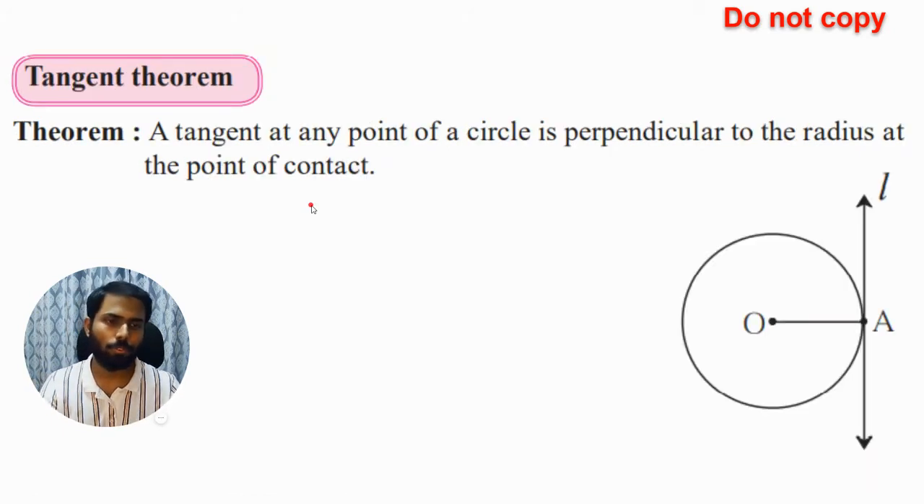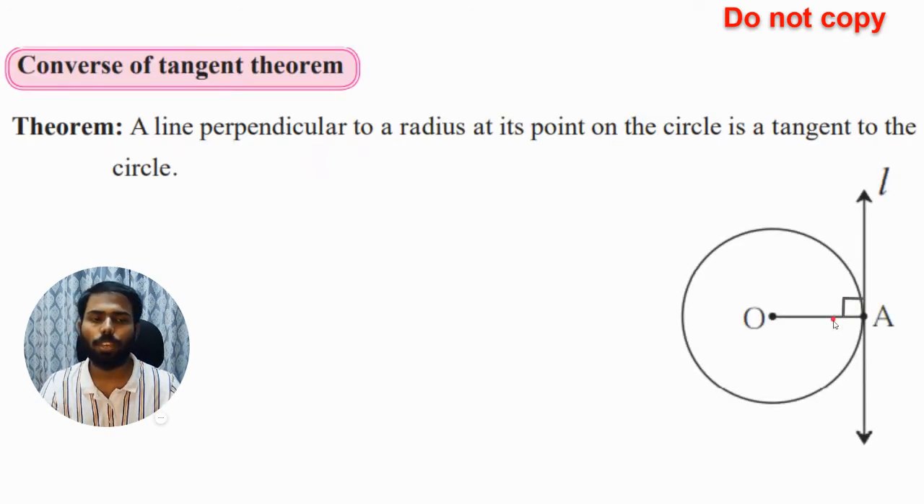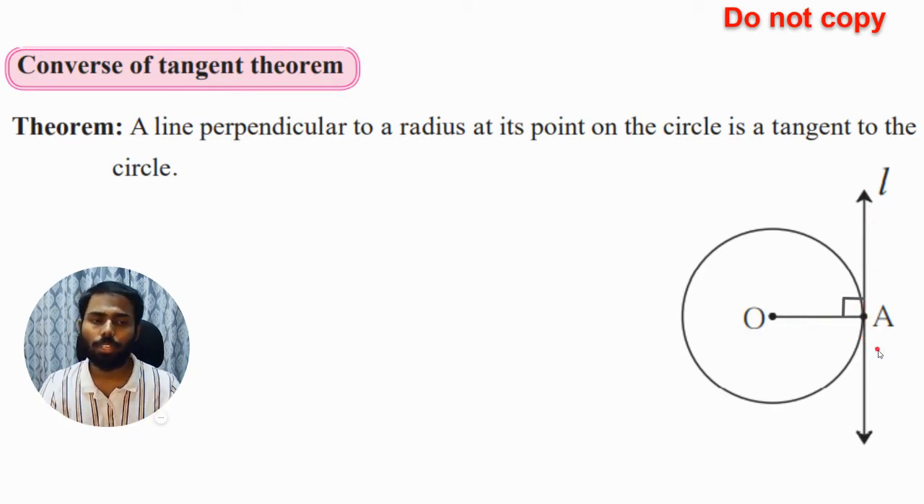तो पिछले वाले में if you see, tangent पहले आया और फिर बाद में radius उसको perpendicular हो गया. Converse of tangent theorem में उल्टा होने वाला है. वो जो perpendicular है वो पहले से होगा. Okay, और because it is perpendicular, वो जो line है वो tangent बन जाएगा. So a line perpendicular to the radius at its point on the circle is a tangent to the circle. अगर कोई भी radius एक line से perpendicular है जहां पे वो radius circle को touch कर रहा है, तो वो जो line है वो tangent बन जाएगा.